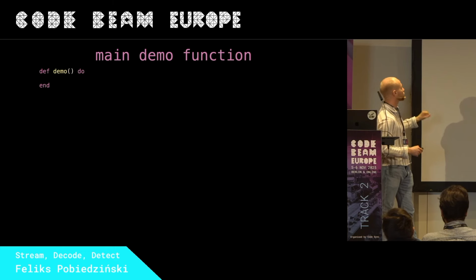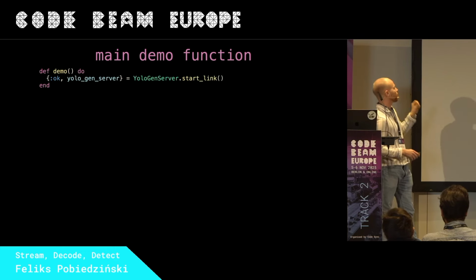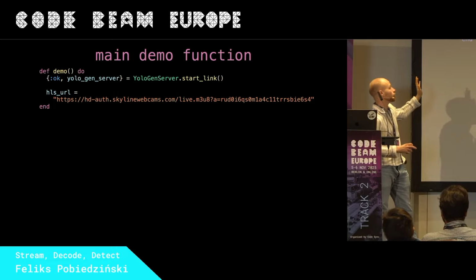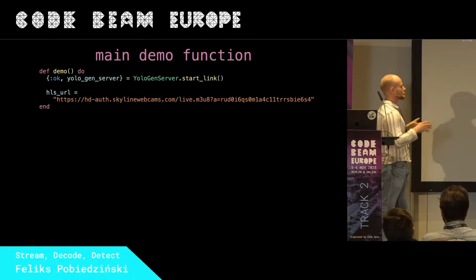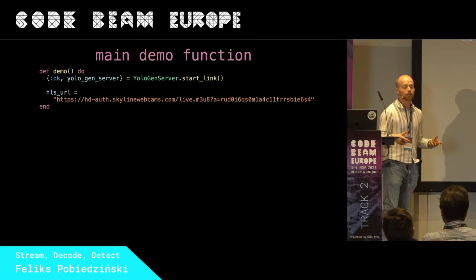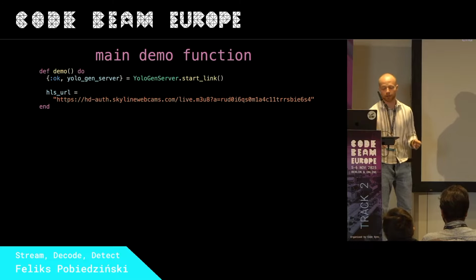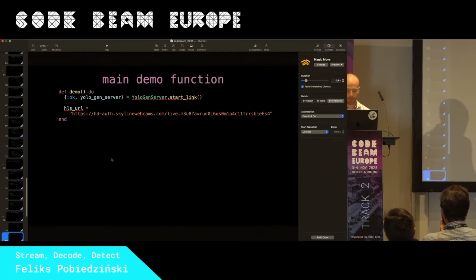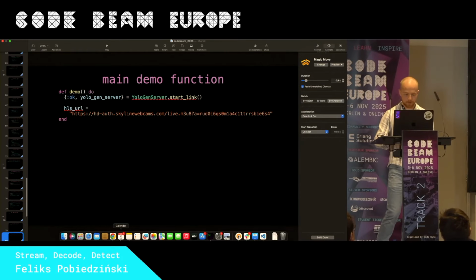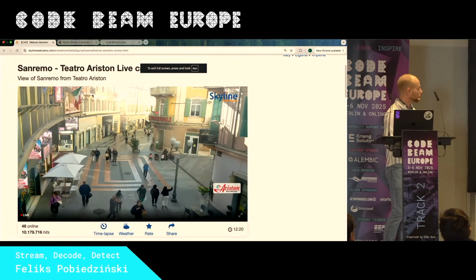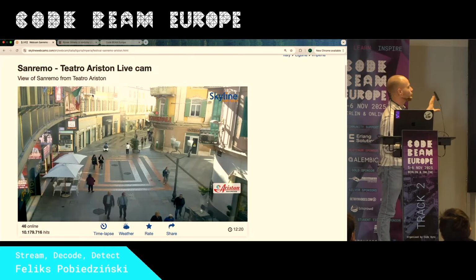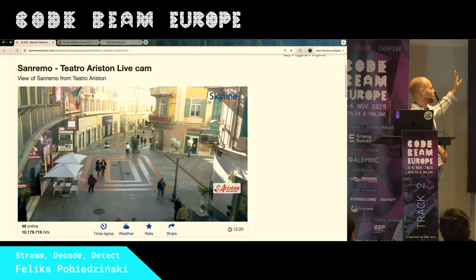I will start with spawning the YOLO GenServer. Then I will initialize the HLS URL variable. HLS is a multimedia protocol that is broadly used for broadcasting live video streams over the internet. And I can show you from where I took the stream. I have found one. I will use the live stream from some street camera from Salerno in Italy.